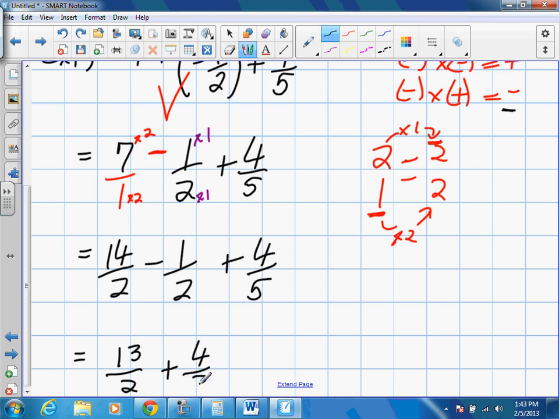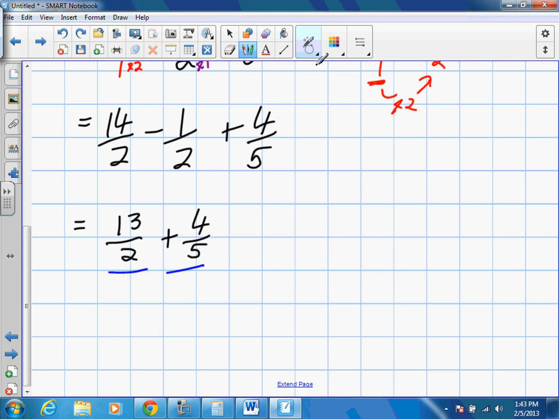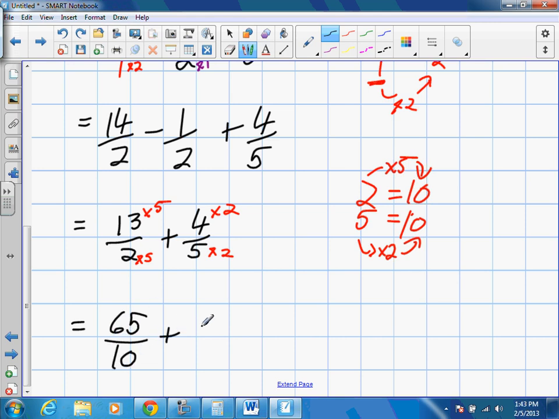Now we're back in that same spot. We have denominators that are different from each other. So I need a common denominator of 2 and 5. That's right. 10 will work for both. I'll need to multiply 2 by 5 to get to 10, and vice versa, 5 by 2 to get to 10. So because I multiply this by 5, I multiply the top of the fraction by 5. And here we multiply this by 2, we multiply the top of the fraction by 2. 13 times 5 is going to give us 65 over 10 plus 8 over 10.